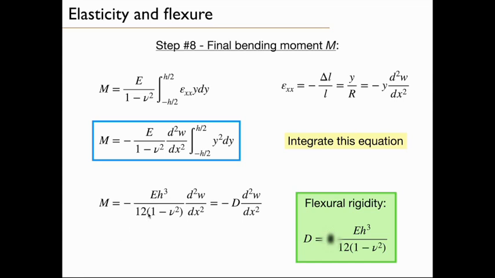So let's take the factor 12 to the front of the equation. So it ends up here. So we have this parameter E h cubed divided by 12 times 1 minus nu squared factor times minus 1. This thing here will be defined as D, the flexural rigidity.